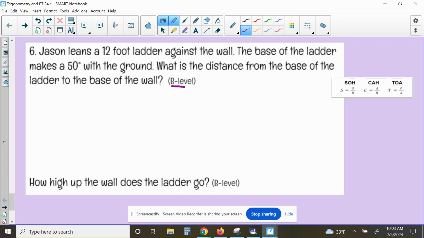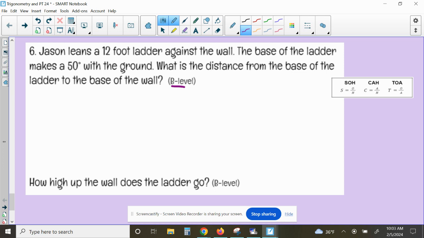Okay, so we need to draw a picture of this. I'm going to draw a picture to the right so I have some space, and then I'll do the work underneath it. Okie dokie. So we have a ladder leaning on a wall. Which way does a wall have to be going? Up and down. Don't be weird and make your wall like this. We know what a wall looks like.